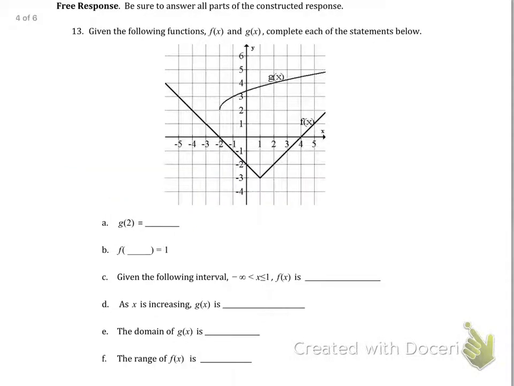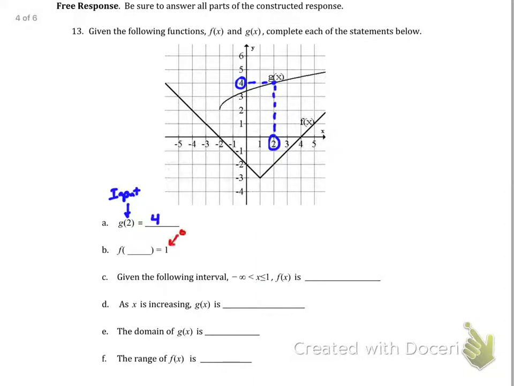All right, next up, given the following functions, f of x and g of x, complete each of the statements below. g of 2 means you plug in 2, and the output is whatever the y value is at that point on g. In this case, the output is 4.